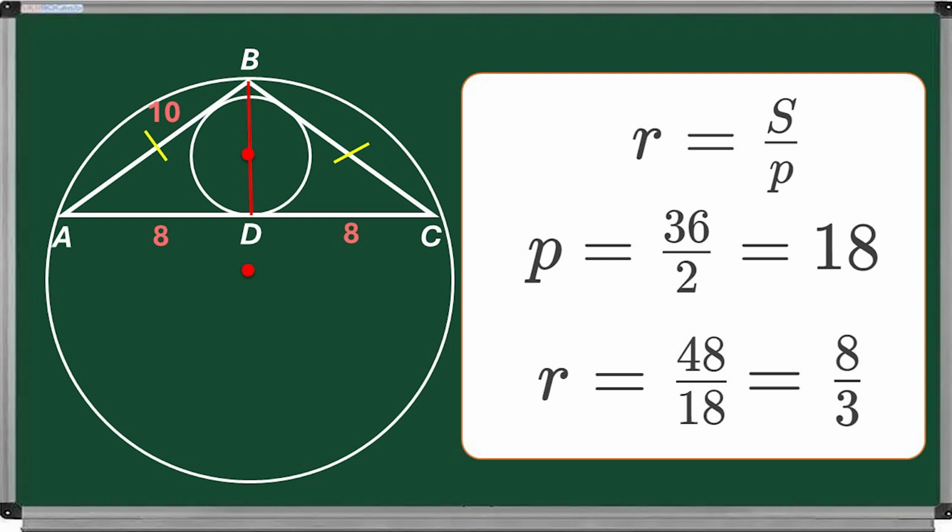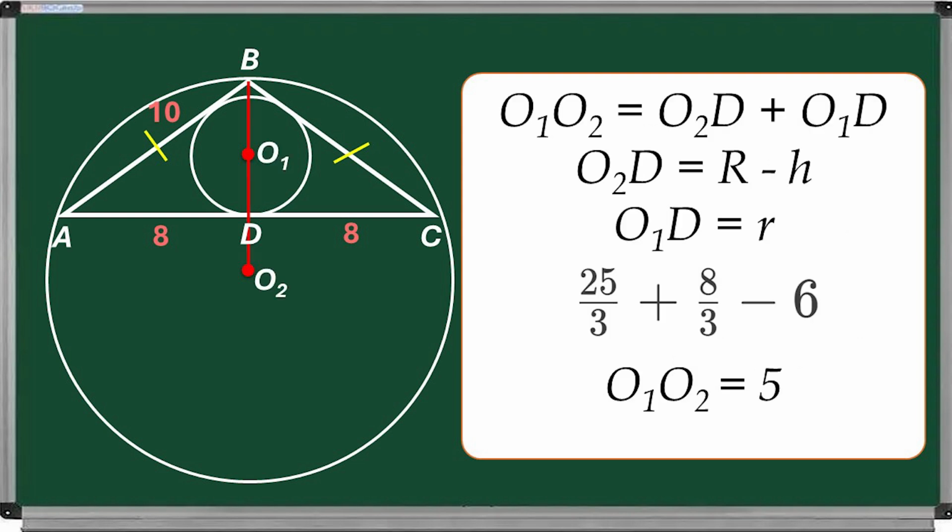For the inscribed circle, the radius r is found using the formula r equals the area S divided by the semi-perimeter P. First, we calculate the semi-perimeter. The perimeter of the triangle is 10 plus 10 plus 16, which is 36. The semi-perimeter P is half of that, so 18. Substituting the area 48 and the semi-perimeter 18, we find that r equals 8/3.